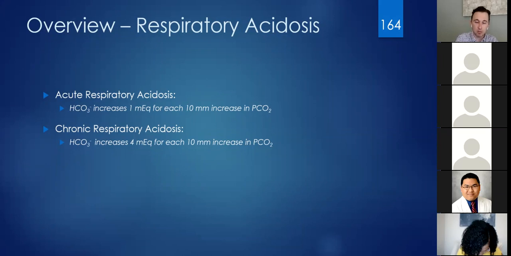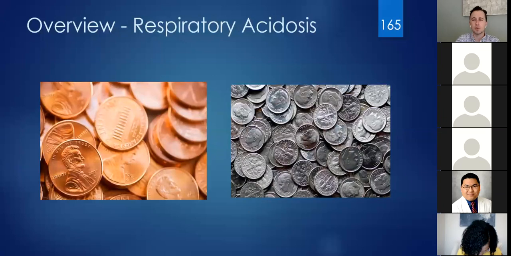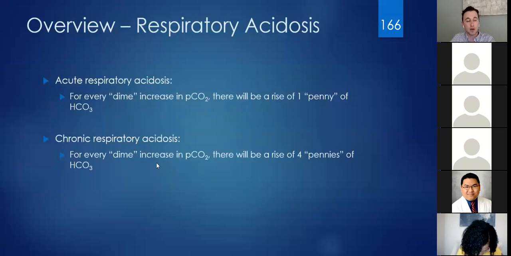So if you have a respiratory acidosis and your kidneys are trying to compensate by raising your bicarb level, if it's done acutely, it's going to happen slowly. For every 10 millimoles increase of PCO2, your bicarb will go up by 1 milliequivalent. If it's chronic, you've got a little bit more time for your kidneys to adjust, and it'll go up by 4 for every 10 change in PCO2. That verbiage is a little bit awkward, so let's use pennies and dimes as an example. If it's an acute respiratory acidosis, for every dime change in PCO2, there's going to be a rise of 1 penny of bicarb. And for your chronic issues, for every dime change, there will be a rise of 4.